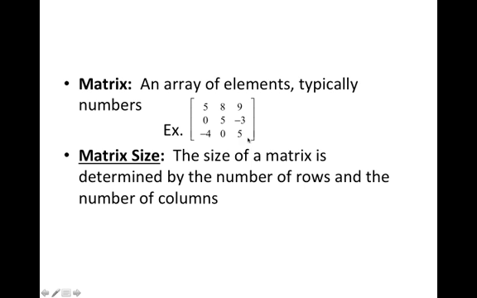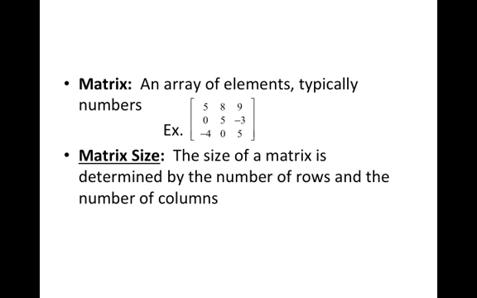It has 3 columns. 5, 0, negative 4 makes a column. This middle column makes a column. They run up and down just like columns on houses. And 9, negative 3, 5, that makes a column. Okay, so 5 is the element in the first row, first column. 8 is the element in the first row, second column. And you can describe the position of each of the numbers in the same way.